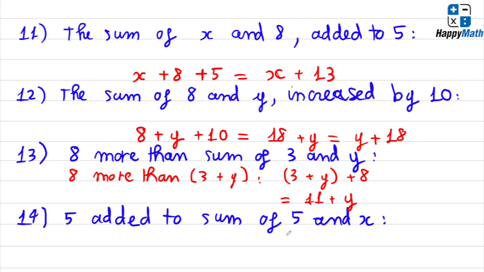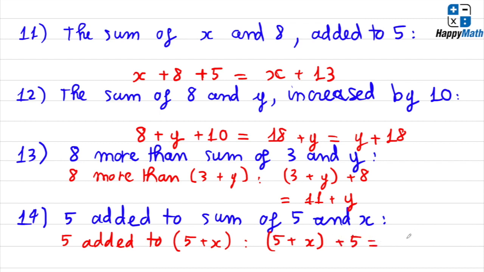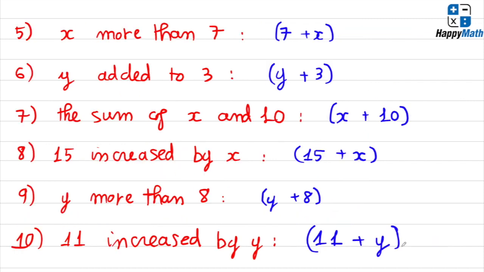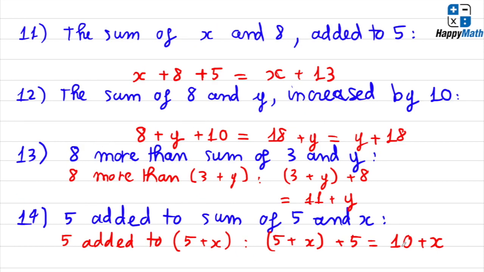5 added to the sum of 5 and x. Another way to write out this sentence: 5 added to the sum of 5 and x means 5 plus x here, and 5 added to 5 plus x. Okay, 5 plus x and then plus 5 one more time, and you get 10 plus x. Okay, so from question 11 to question 14, you have two operations in one expression, but it has the same method, just like the first 10 questions. Yeah, okay, a little bit basic and a little bit harder.